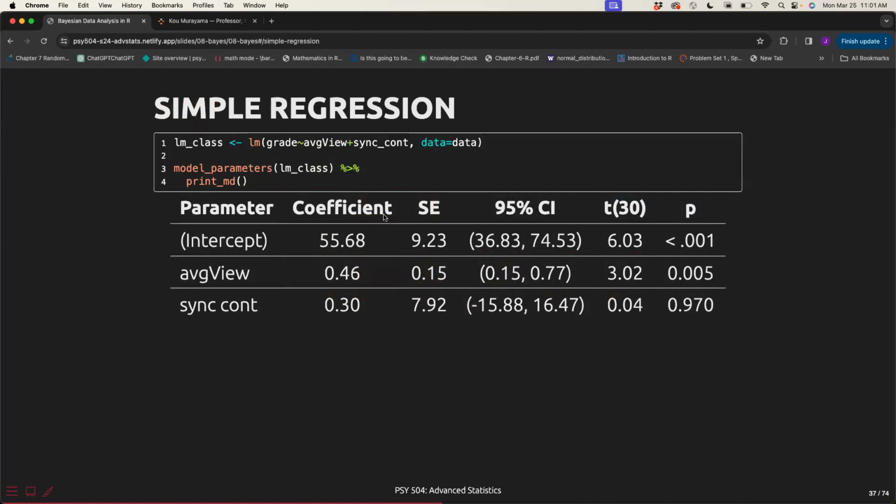So this is the regression model output. And what we can see here is that the average viewing variable is statistically significant, right? So P is less than 0.01, and the coefficient is 0.46. So as viewing time increases, there's a 0.46 increase in the grade that you receive. The synchronous variable, however, is not statistically significant.